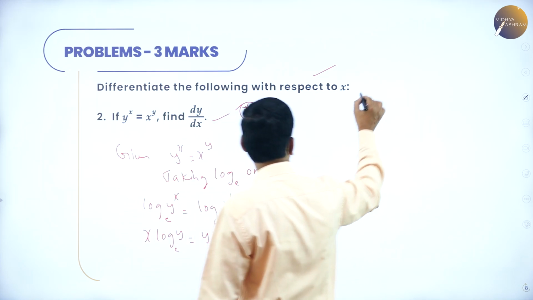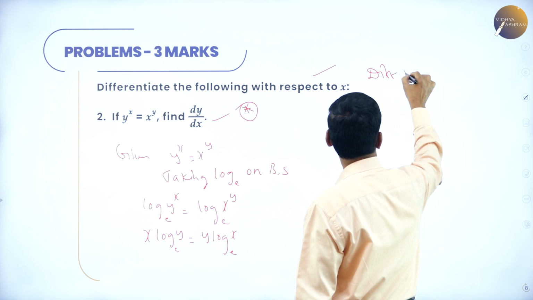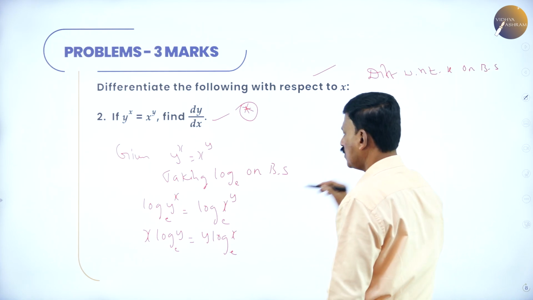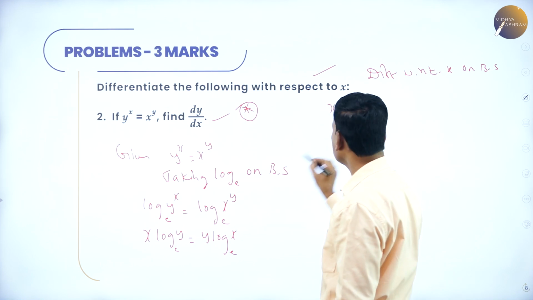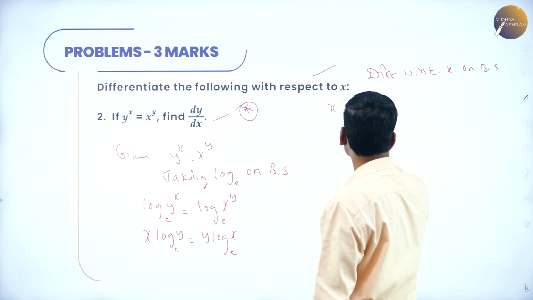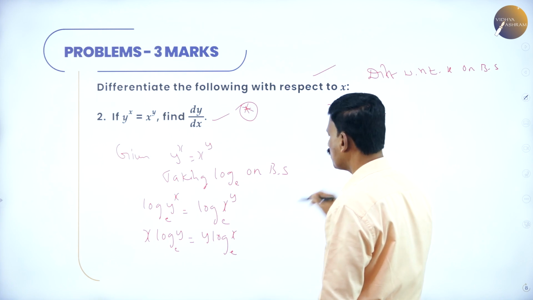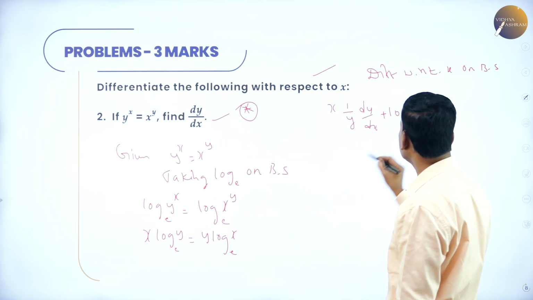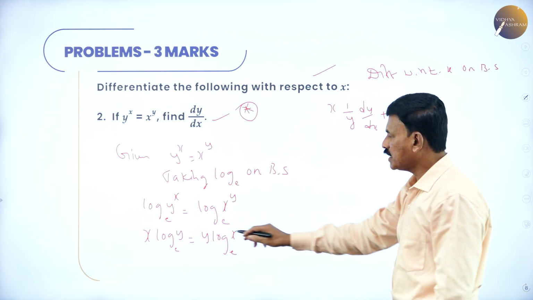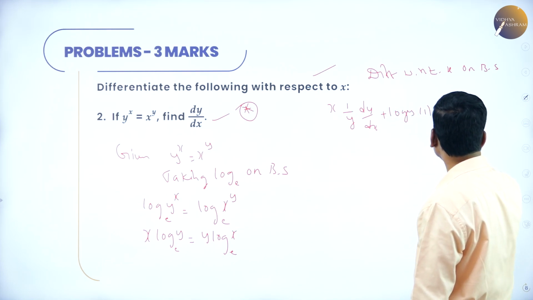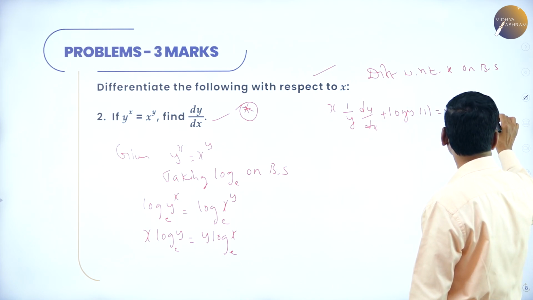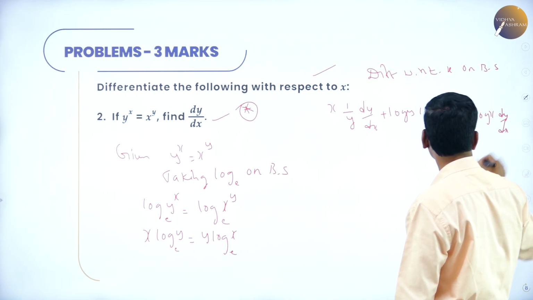If you differentiate with respect to x on both sides, what we will get: x into differentiation of log y is 1 over y into dy by dx, plus log y constant, derivative of x is 1. On the other side, y into differentiation of log x is 1 over x, plus log x into differentiation of y is dy by dx.